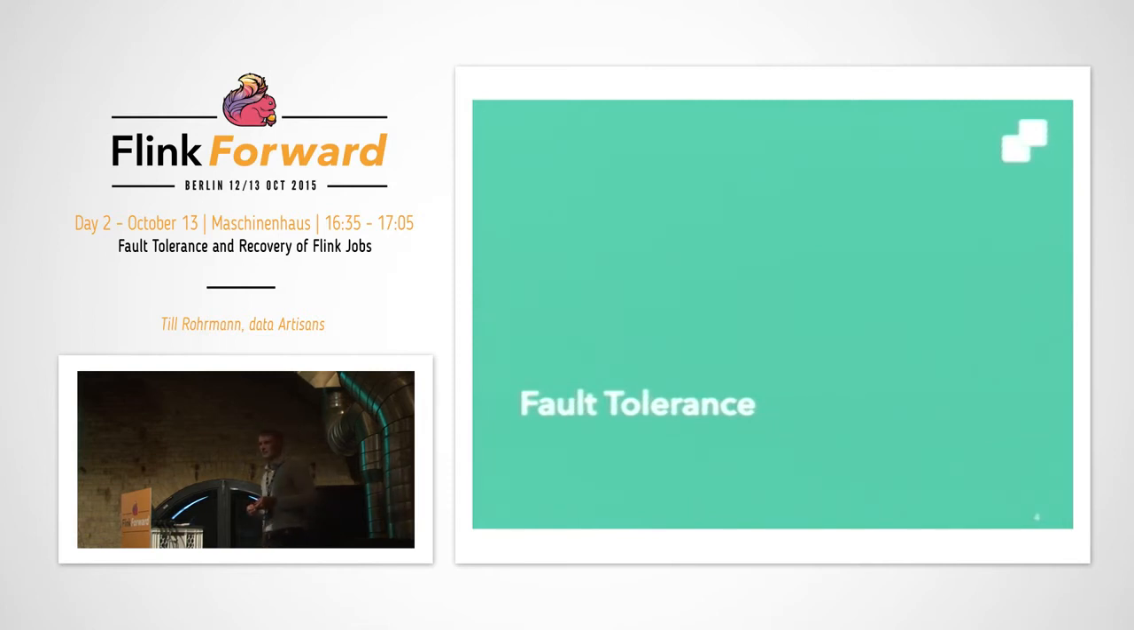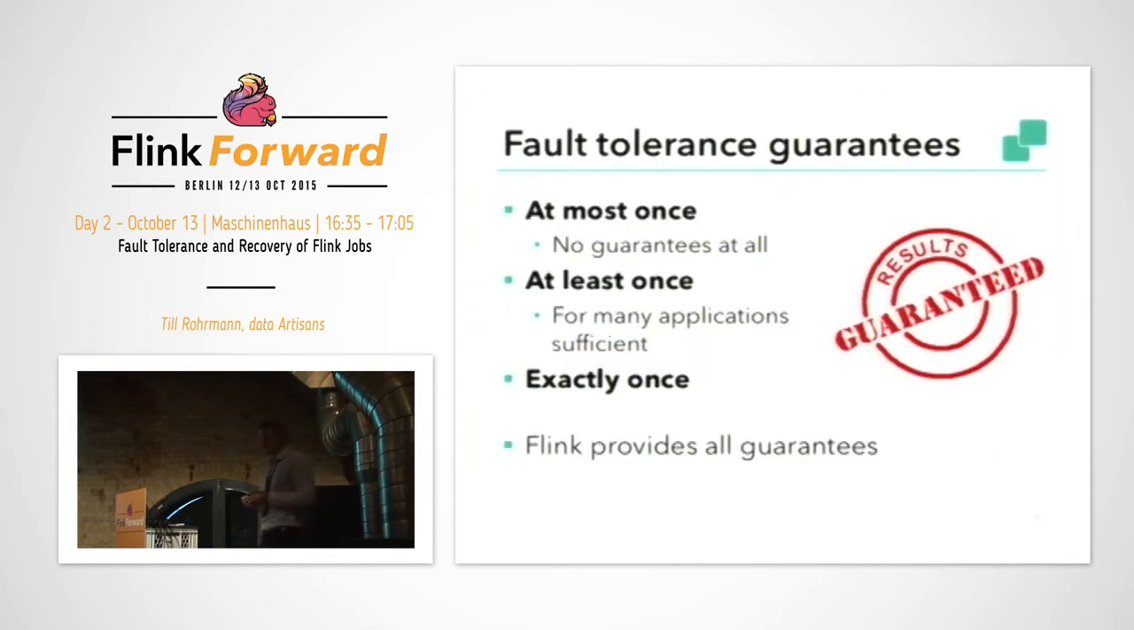So when we talk about fault tolerance, we have to distinguish between different guarantees the system can give you. In the streaming space, we have three guarantees. They are ordered here from the weakest to the strongest. So the weakest guarantee is at most once, which actually says there's no guarantee at all. So either you see the element or you don't see it because your system crashed. But in any case, you will see it at most once.